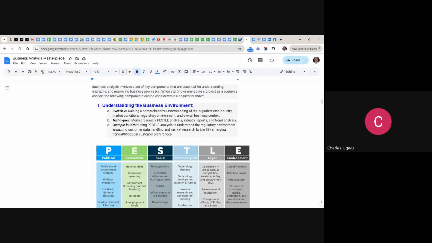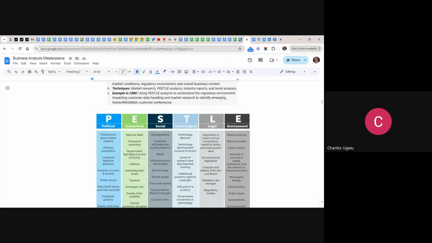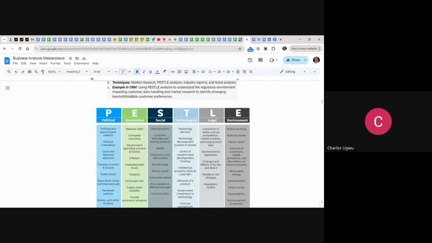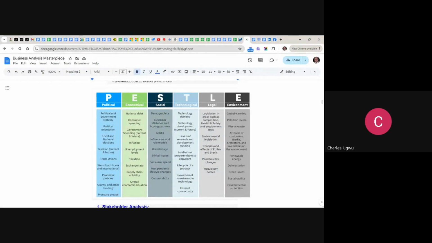So these are the things we need to do when we talk about PESTLE analysis. It's very, very encompassing. It covers a lot. If you understand it very well, how to use it, then it's going to give you a wider insight about the market. So that's it.